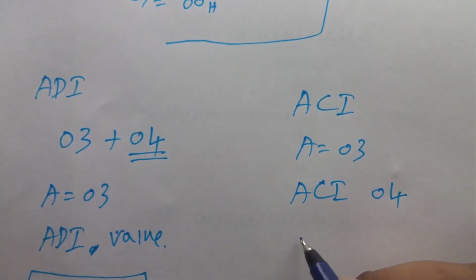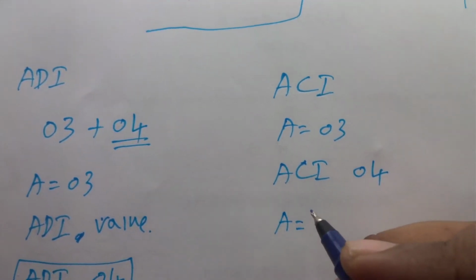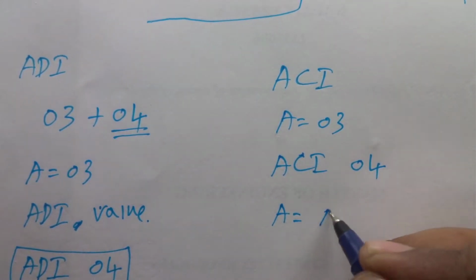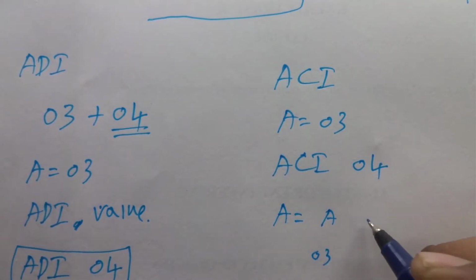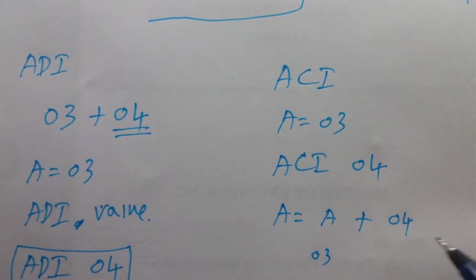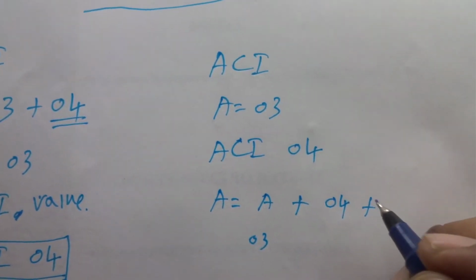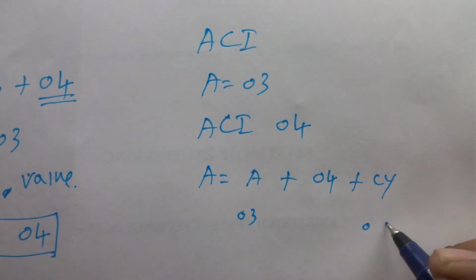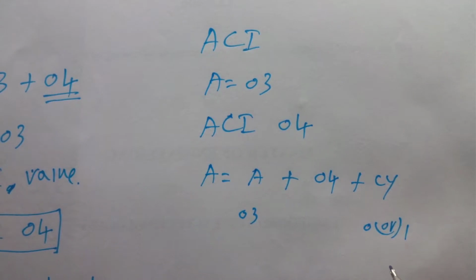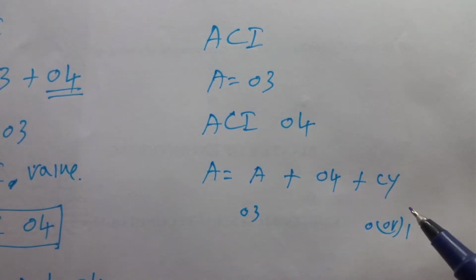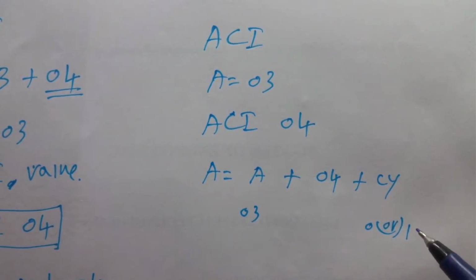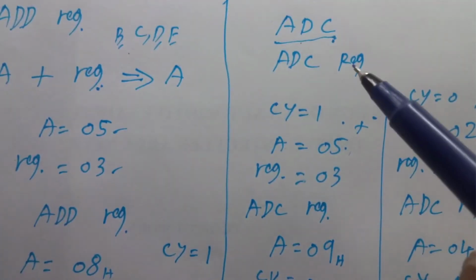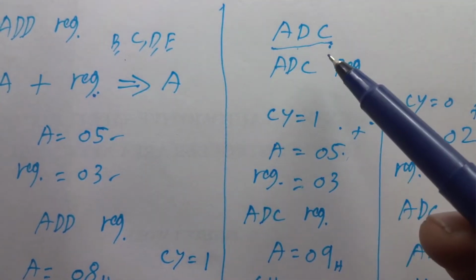Here your accumulator value 03 plus your immediate value 04 plus your carry flag. Your carry flag is 0 or 1, based on the previous operation, the carry flag is set or not set. This is the same as the ADC instruction, add with carry.